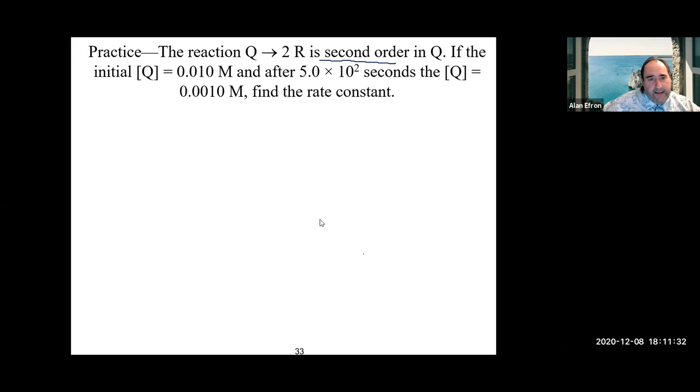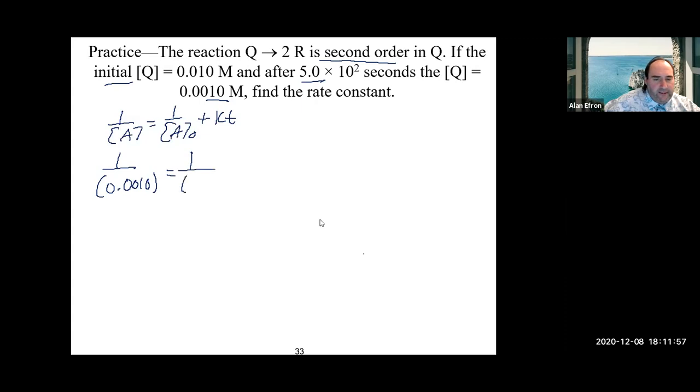So we do know that 1 over A is equal to 1 over A naught plus kt, and again, this is the only one that's plus kt, as we get that positive slope. We have our initial, our final, and our time in this case. So our final was 1 over 0.001 equals 1 over our initial, which was 0.01, plus our k, which is 5.0 times 10 to the 2 seconds. And we're solving for t.